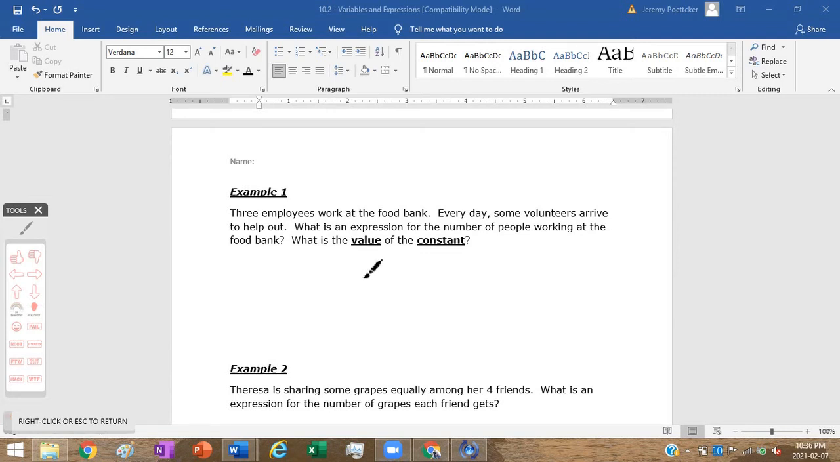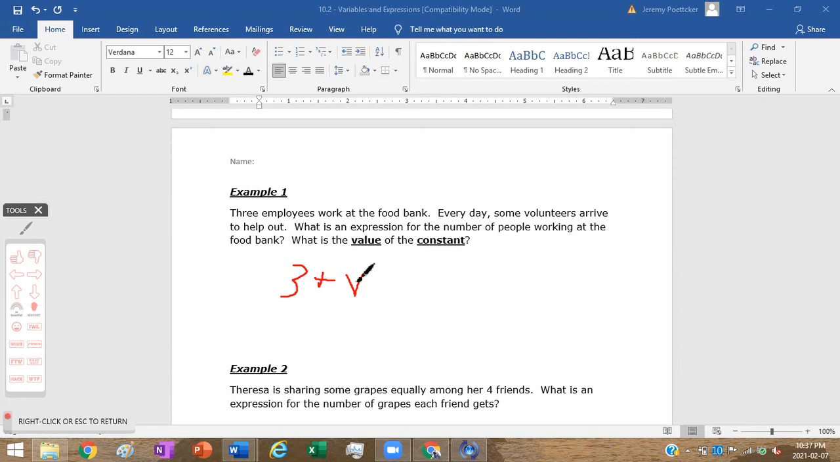Every day some volunteers arrive, so our expression is going to be those 3 people that are always there, plus our volunteers. Let's call them V, because that goes with volunteers. Usually we're going to pick our variable to help make sure that we know what we're talking about. So the expression for the number of people working at the food bank would be 3 plus V. What's the value of the constant? Well, the value of the constant is 3, because there are 3 people that always work there.